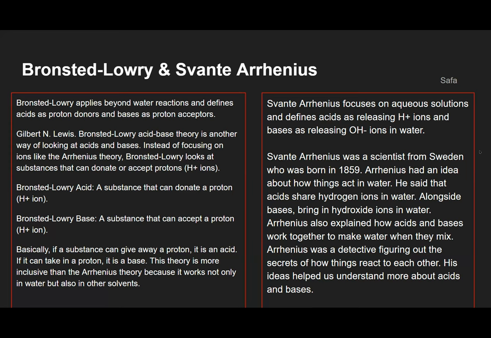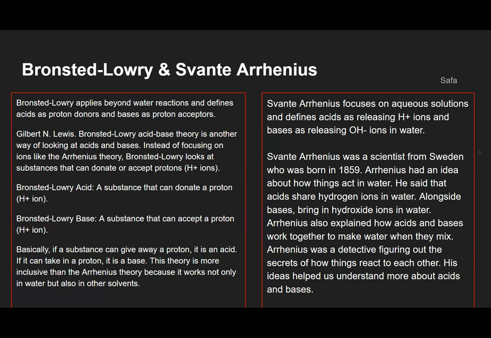Arrhenius had an idea about how things act in water. He said that acids release hydrogen ions in water, while bases bring in hydroxide ions in water. Arrhenius also explained how acids and bases work together to make water when they mix. Arrhenius was like a detective figuring out the secrets of how things react to each other. His ideas helped us understand more about acids and bases.